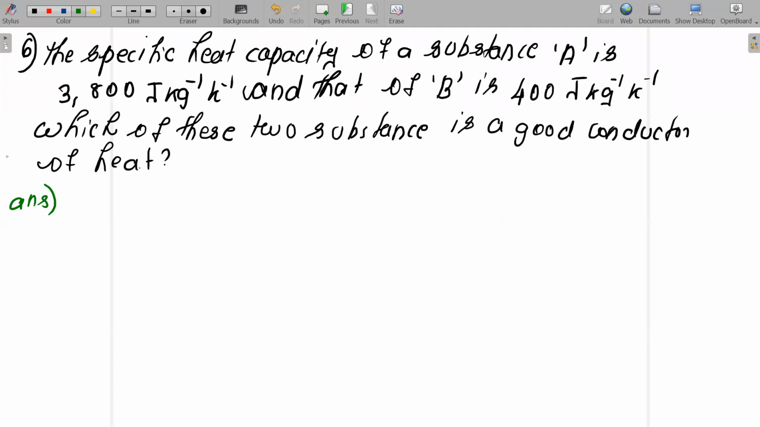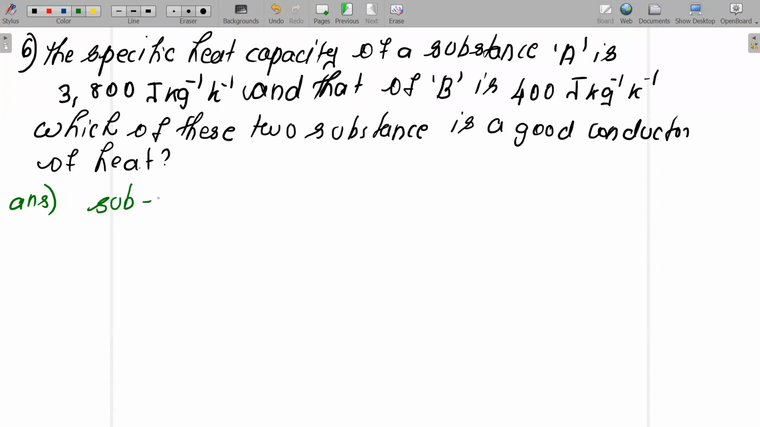When the specific heat capacity of a substance is less, then it will be a good conductor. When the specific heat capacity of a substance is more, it is a bad conductor, like water. So its specific heat capacity will be high. You remember that relation? Write that.